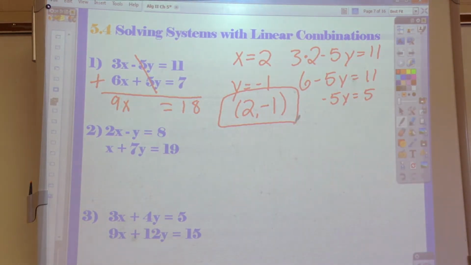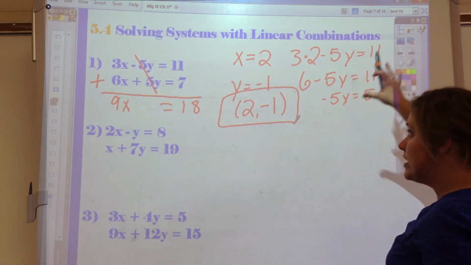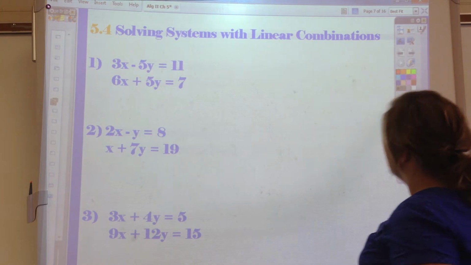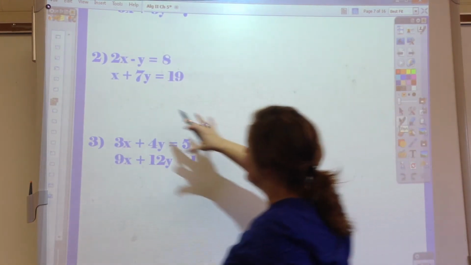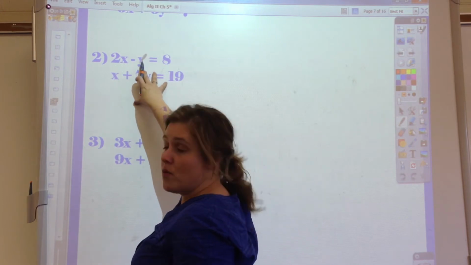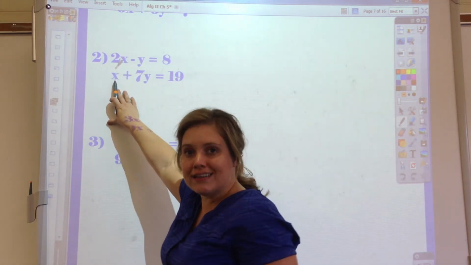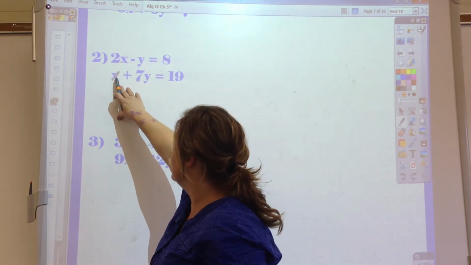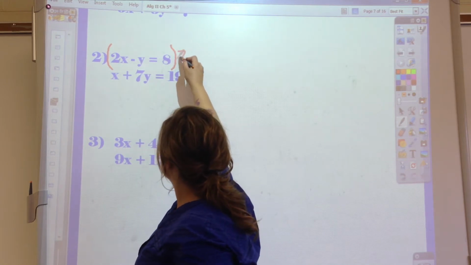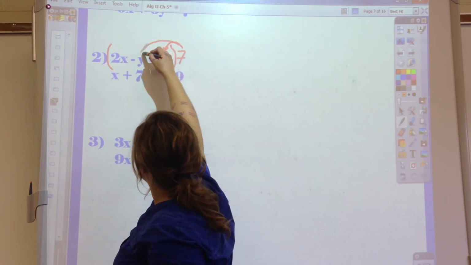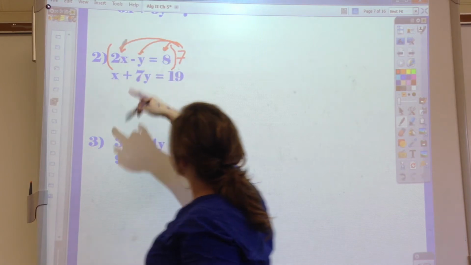All right, number 2. Now notice in this equation, I can't add them together and have a variable cancel. So I'm going to have to do one step first. I'm going to erase my above example and scoot this up just a little bit. Notice that I could get these y's to cancel if this y was negative, or I could get these two x's to cancel if this x was a negative 2. So I'm going to go with canceling my y's, and I'm going to multiply both sides of my equation by 7. And I rewrite my equation.